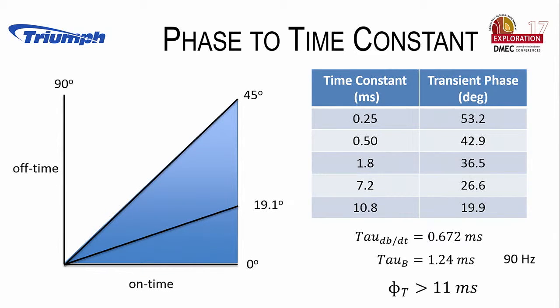And when you calculate the time domain tau using the normal dB by dt, you get just under 700 microseconds. If you integrate that to get an off-time only B field, you get 1.2 milliseconds. But if you measure the transient phase, you get over 11 milliseconds. So here at a 90 hertz base frequency, we're now able to detect conductors that have time constants greater than 10 milliseconds.